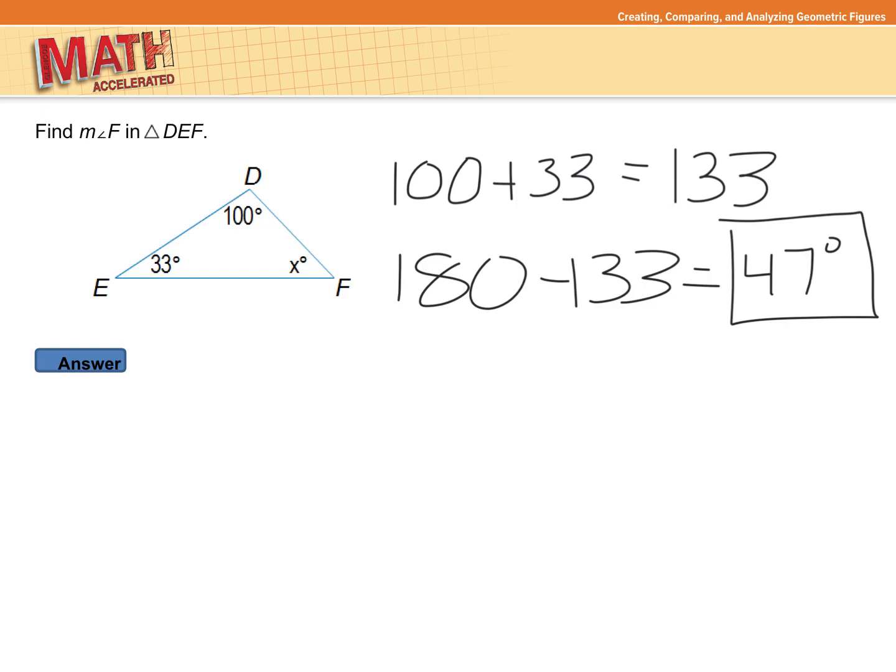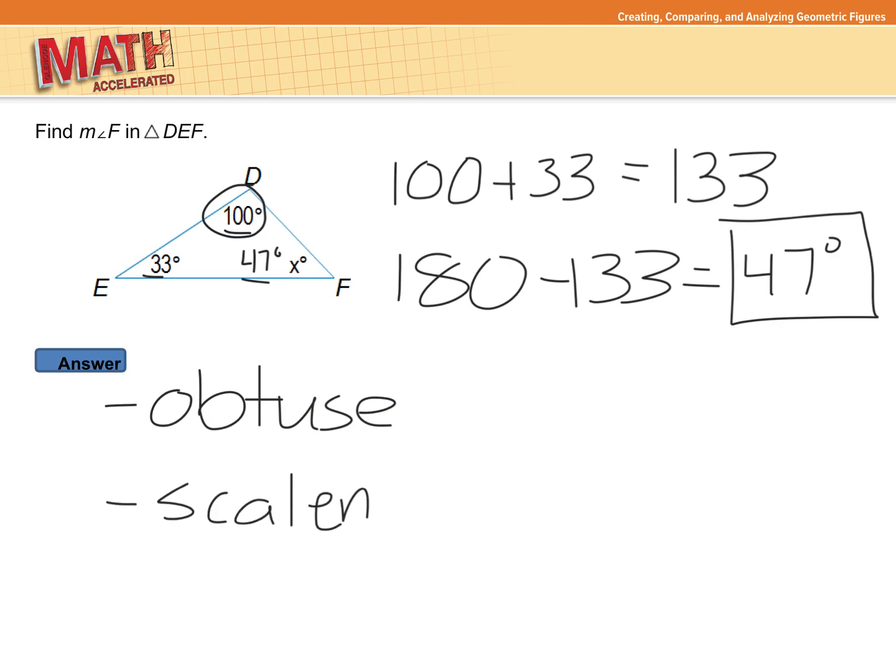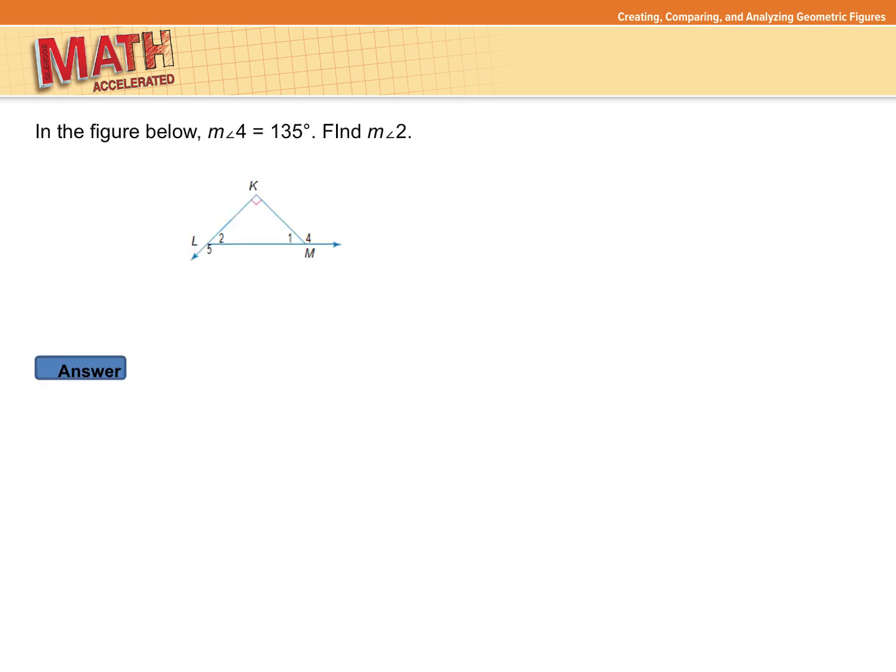and its sides. Okay, so let's talk about angles first. I have 33, 47, and 100. What should we classify it as with angles? Obtuse. Why do we say obtuse? Because it has one angle that's over 90 degrees. Okay, so that's one. We need to classify it by its sides now. What do we think? Why do you say scalene? None of the angles are the same, which means none of the sides are the same. Okay? Questions about those three concepts? All right. Go ahead and try this one.